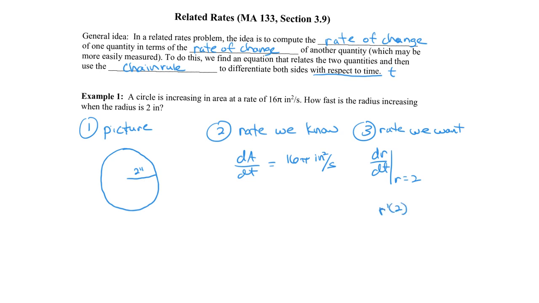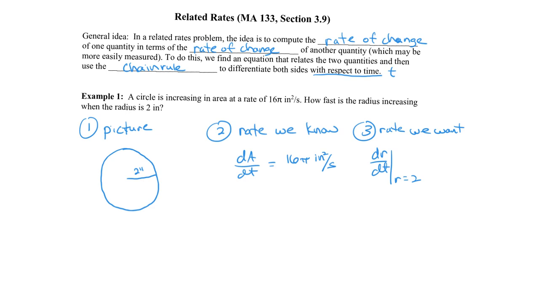That'd be maybe something we're more familiar with. But with Leibniz notation, we do a line here and say the rate of change of r with respect to t when r equals 2 in the vertical line is how we show that. Again, it's kind of bulky, but for what we're doing, it's going to work better. Okay, so we've got the picture, the rate we know, the rate we want.